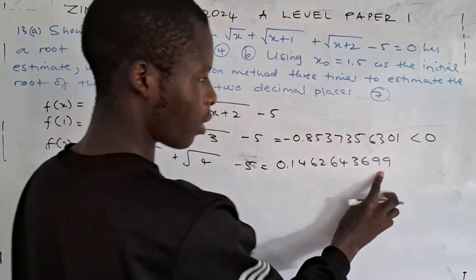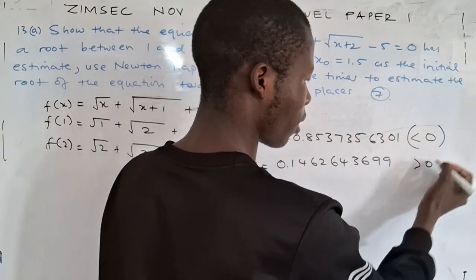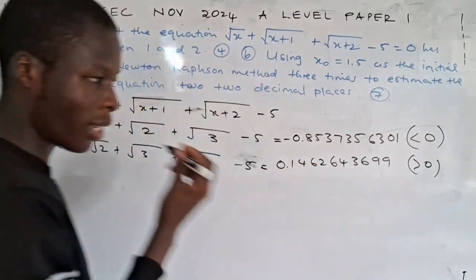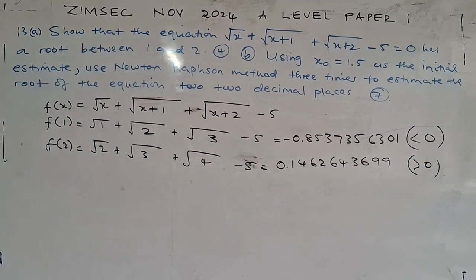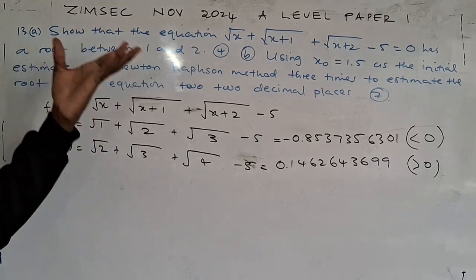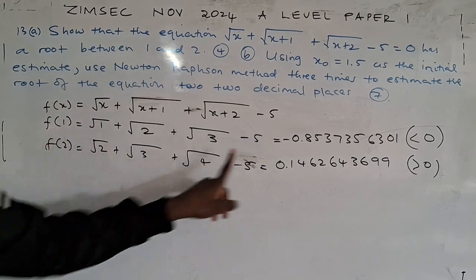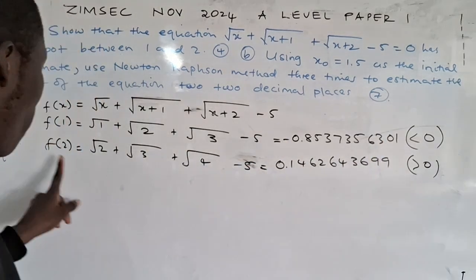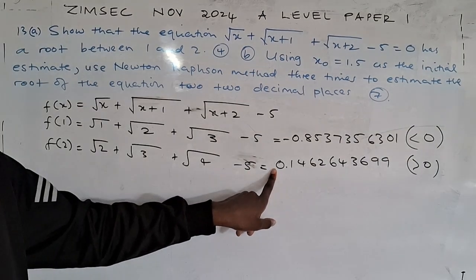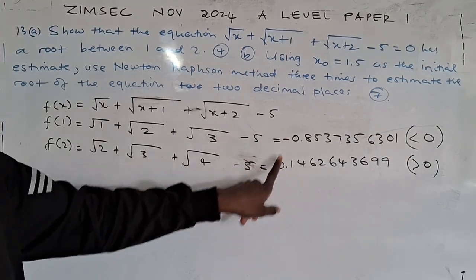If you check, this answer is less than 0 and this answer is greater than 0. So what is the meaning of this? It simply means that there is a root between 1 and 2. Or you can see if you calculate f of 1, the answer is negative, but if you calculate f of 2, the answer is now positive. So there is a change of sign.